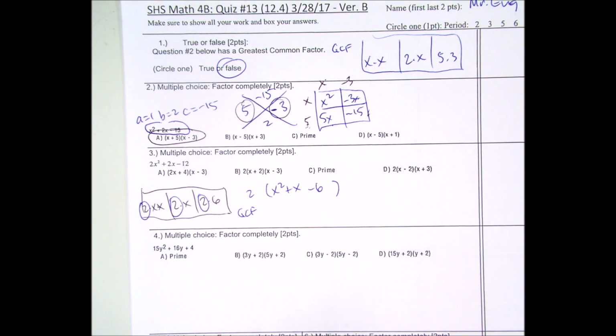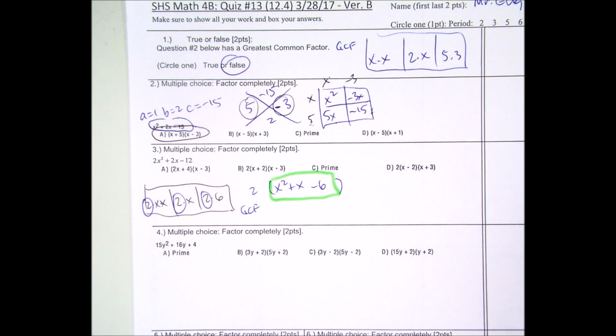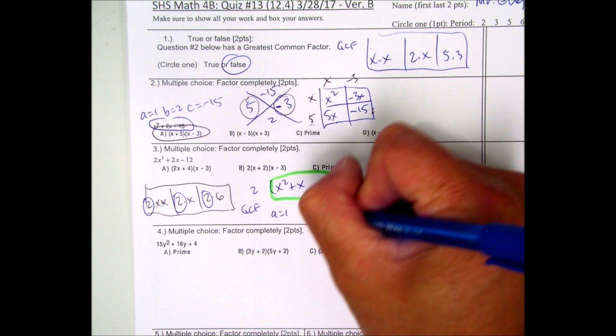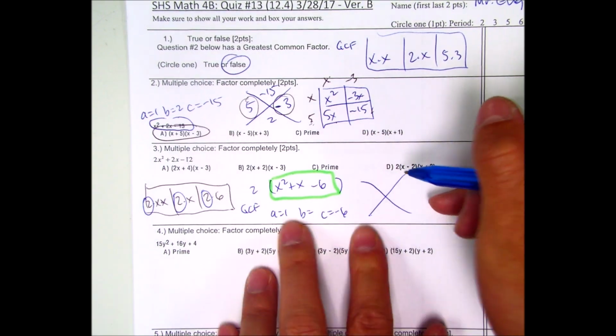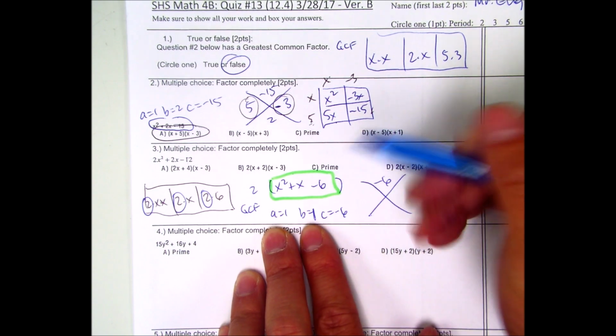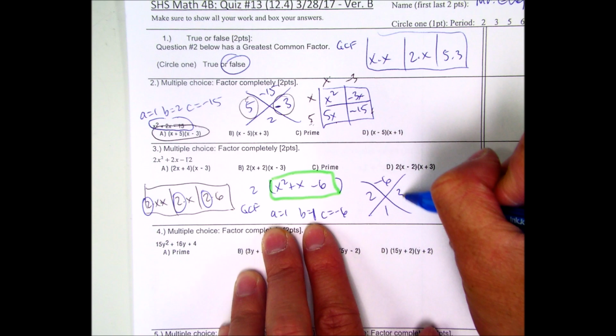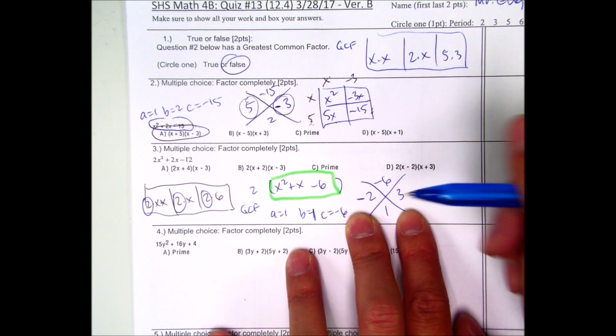Then inside the parentheses, your A value is 1, B value is 1, C value is negative 6. A times C is negative 6, B value is 1, two numbers that multiply to be negative 6, but also add to be a positive 1, that would be a negative 2 and a positive 3.